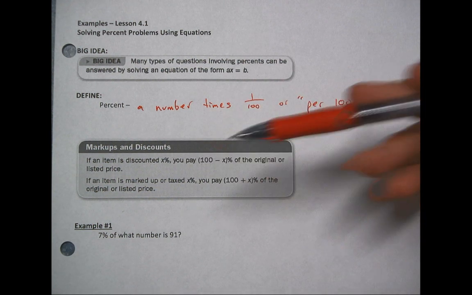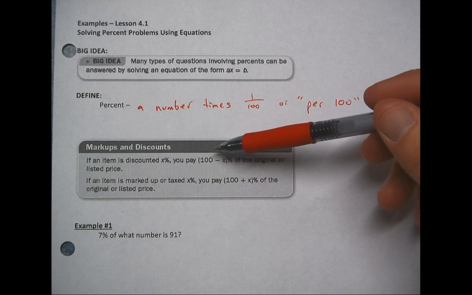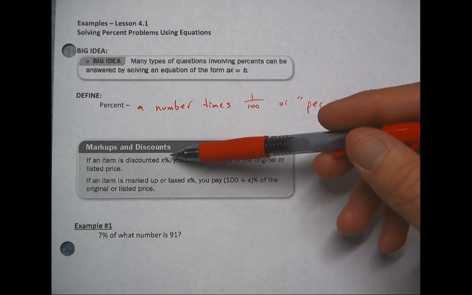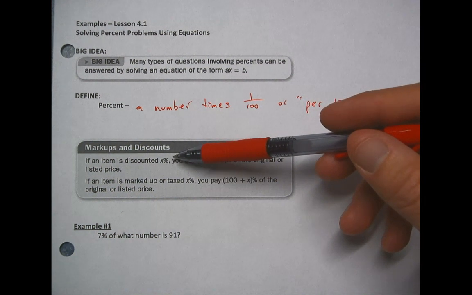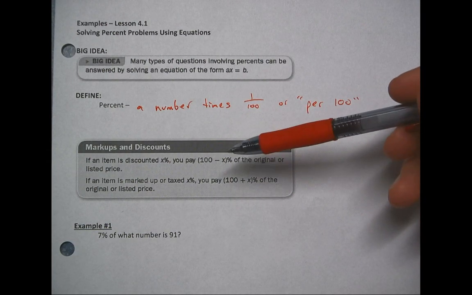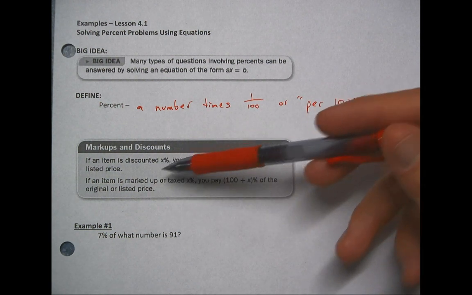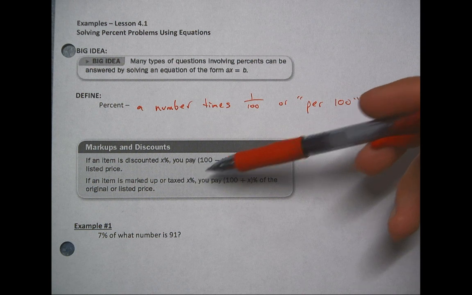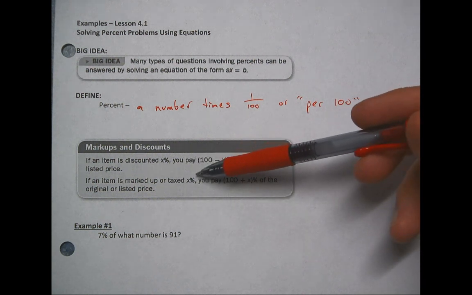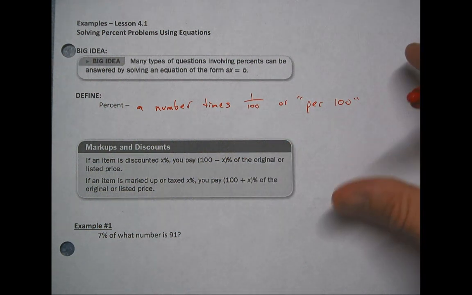We're also going to talk about markups and discounts. If an item is discounted some percent, you pay 100 minus that percent of the original listed price. For instance, if an item is 30% off, 100 minus 30 is 70. You're paying 70% of the price if it's 30% off. And the opposite is true. If an item is marked up or taxed, you're going to pay 100 plus that amount of the original listed price. So if there's a 6% sales tax, 100 plus 6, you're paying 106% of the price.